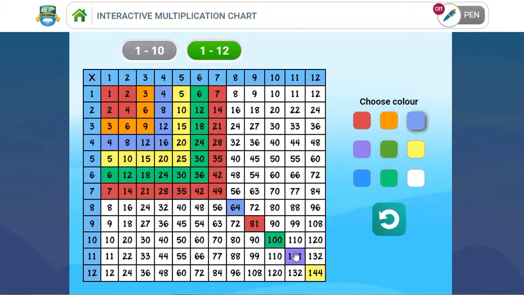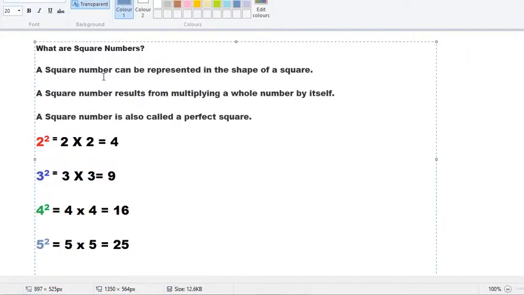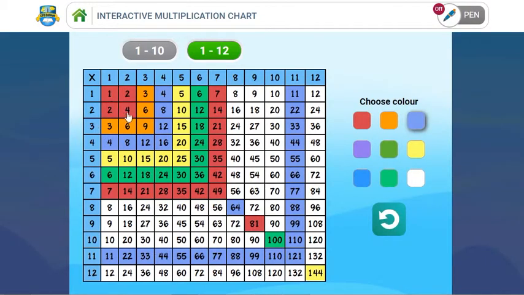So again, we can show the square numbers from 1 to 144, and we have just illustrated that a square number can be represented in the shape of a square. So if we go back here, 4 is a square number, and there's the shape of the square. Or 9 is a square number, and look, represented in the shape of a square. So a square number can be represented in the shape of a square.